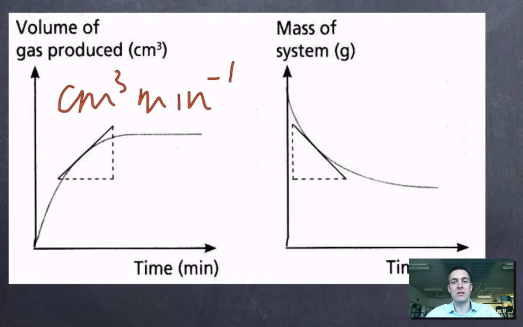if we allow this carbon dioxide to escape, then we will lose its mass from the system effectively, and the mass of the system will fall, and we can measure how quickly this mass is falling by again drawing a tangent to the curve and finding the gradient of the tangent. And now we'll be dividing grams by minutes, so it would give us a rate in grams per minute.